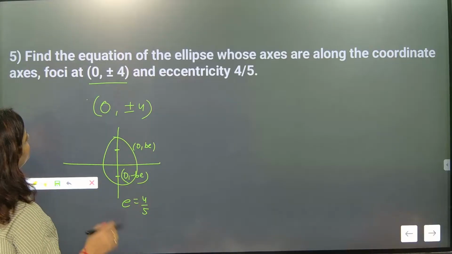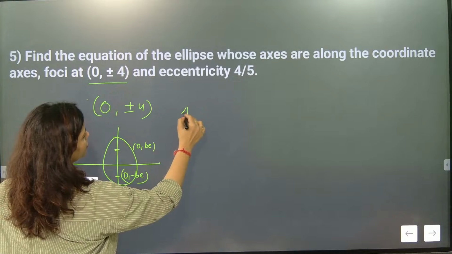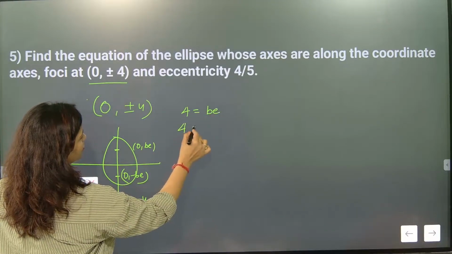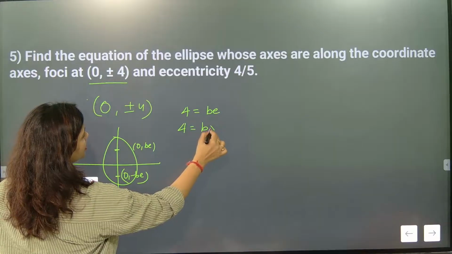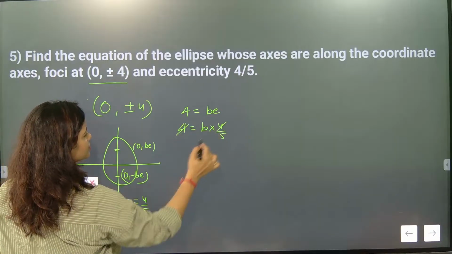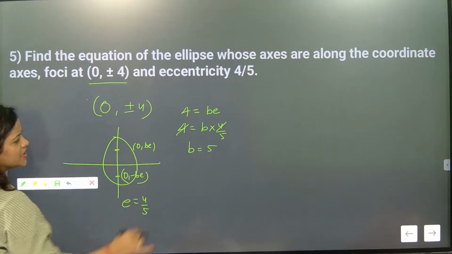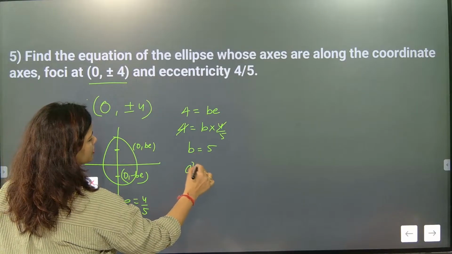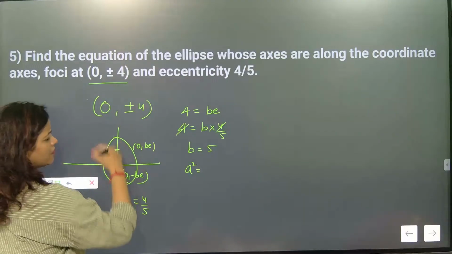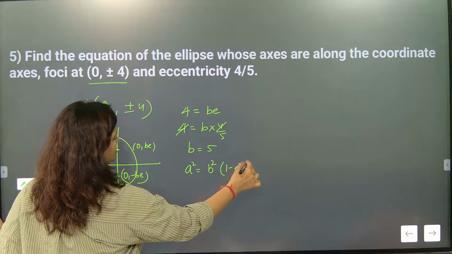Done. So now the length of the focus they have given is 4. So we will take 4 is equal to be. 4 is equal to b e. Eccentricity is 4 by 5. So definitely this and this will get cancelled. B is coming as 5. Once you got b as 5, you know this equation when the major part of the ellipse is resting on the y-axis, a square is equal to b square into 1 minus e square.